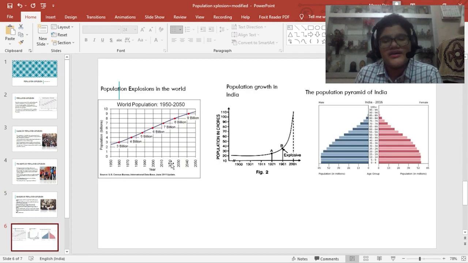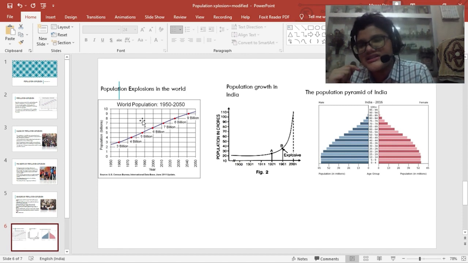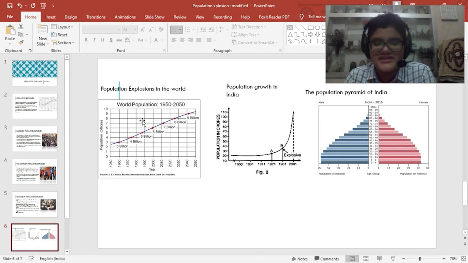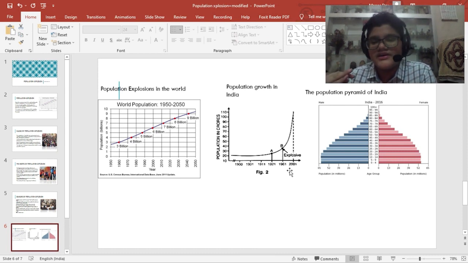Next, we have a number of charts showing the population explosion over the last few years. As you can see, between 1960 and 2020, the population increased from 3 billion to 7 billion, which is, if you think about it, a 4 billion rise, which can be very harmful for the earth in the coming periods. Next, if we are talking about India, as you can see, the population keeps increasing from 1900 until it reaches 1961, where it reaches a very explosive rate, which has continued into the 21st century.